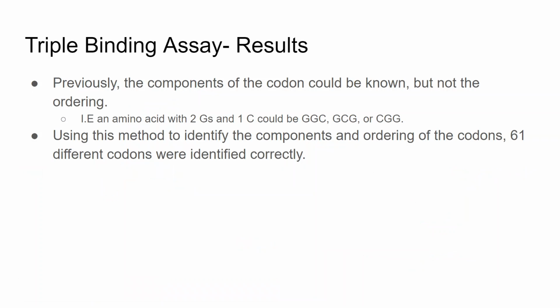The results of this triple binding assay was that previously the components of the codon could be known, but not the ordering. For instance, an amino acid with 2 G's and 1 C could be GGC, GCG, or CGG. Using this method to identify the components and ordering of the codons, 61 of the 64 different codons were actually identified correctly, based on their order and not just their components.